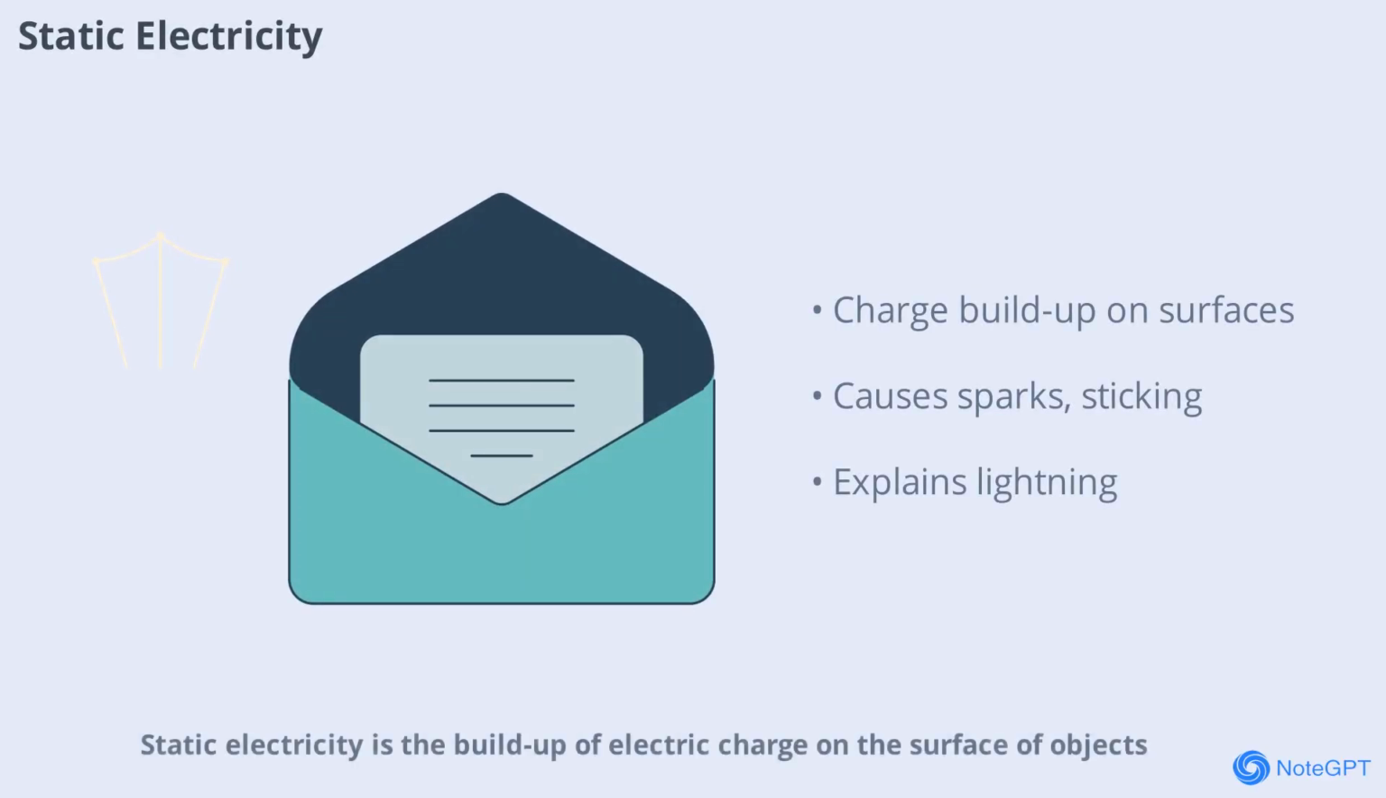Static electricity is the buildup of electric charge on the surface of objects. It occurs when two materials are rubbed together, causing electrons to transfer from one to the other. This can create a spark or make objects stick together. Static electricity is responsible for phenomena like lightning and the shock you feel after walking on a carpet. Understanding static electricity helps explain many everyday occurrences.